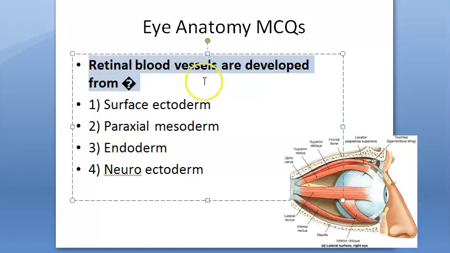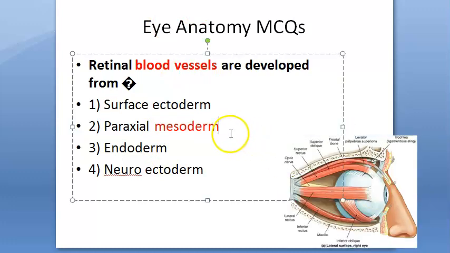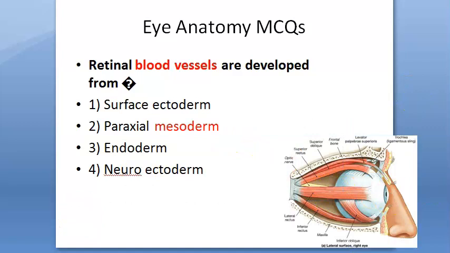Look at this one. Retinal blood vessels are developed from. The retinal blood vessels. Here they are saying blood vessels means they will be from mesoderm. So let's just go with this answer and check. Answer is 2. So basically they are saying blood vessels will be mesoderm only. Okay. So let's go to another question.